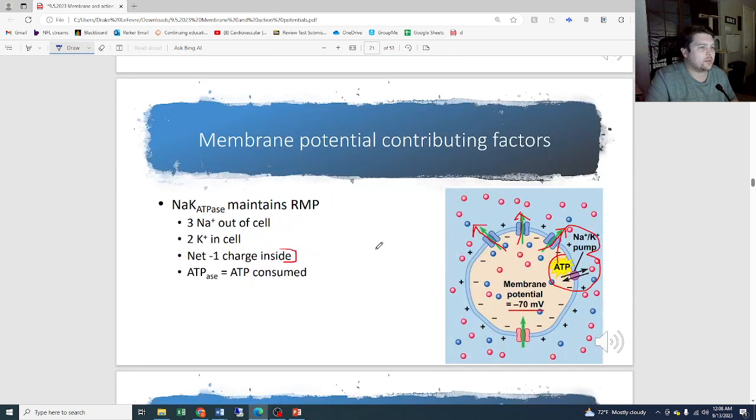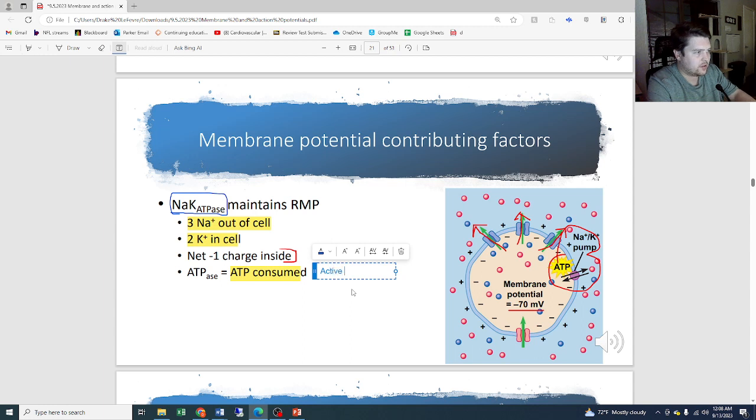Okay, so membrane potential contributing factors. We have that sodium potassium ATPase that we mentioned earlier, which is what's really helping to maintain that RMP. Please remember this: we have 3 sodium getting pumped out of the cell and 2 potassium brought in, and we are using ATP. So that means this is an active transport. And so the net charge that we have is a net -1 charge inside the cell, because we're pushing 3 positives out and we're only bringing 2 positives in. So it continues to keep that cell negative.